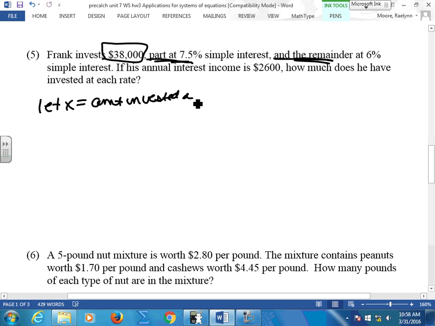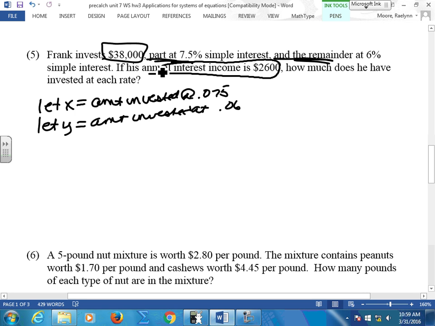And how do I write 7.5% as a decimal? Good. Let's just throw the decimal in there. And let y be his remainder, the amount invested at what? And how do I write that? 0.06. Good. If his annual interest income, this is what he makes, not what he invested, is what he makes when we take that amount times the interest.